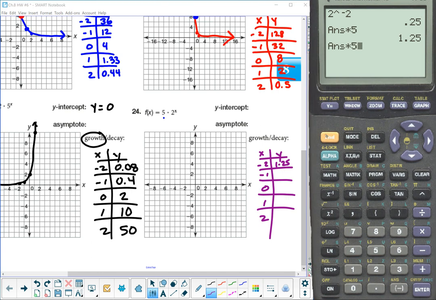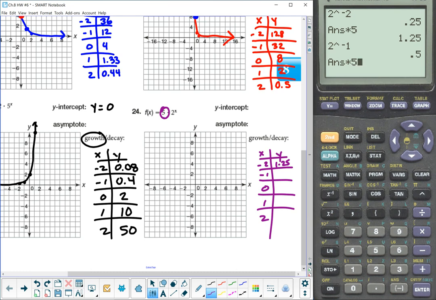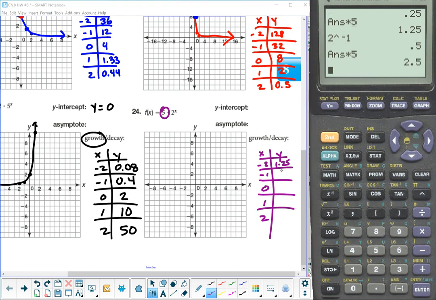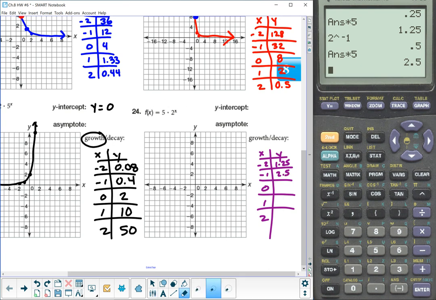Okay, same thing again. 2 to the -1, get 0.5, and you're going to times it by 5, because right here it says times it by 5. So whatever you get, times it by 5. And you get 2.5. Okay. You put 0 in there, you get 1, and 1 times 5 is 5. You put 1 in there, you get 2. 2 times 5 is 10. You put 2 in there, you get 4.